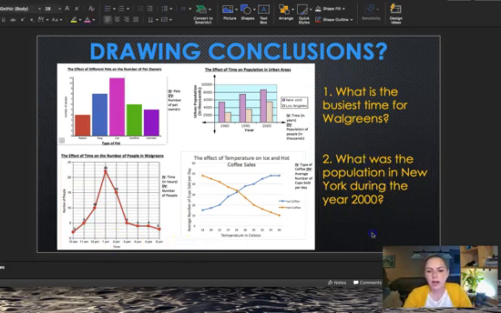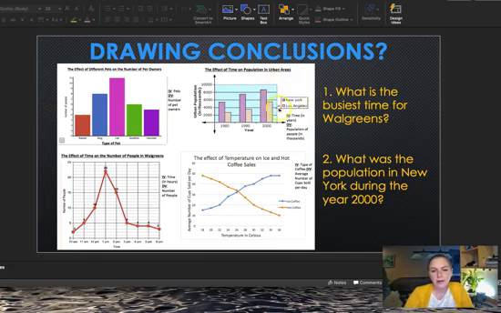Also, it says, what is the population of New York during the year 2000? So I'm looking at this graph. New York is in pink. I look down here at my year, 2000, and then I look up over at the left. This is in thousands. So if I'm looking at the year 2000, it's not 8,000. It's passing 8,000. I would say maybe it's 8,800. It doesn't look quite like 9,000 to me. I would say 8,800.